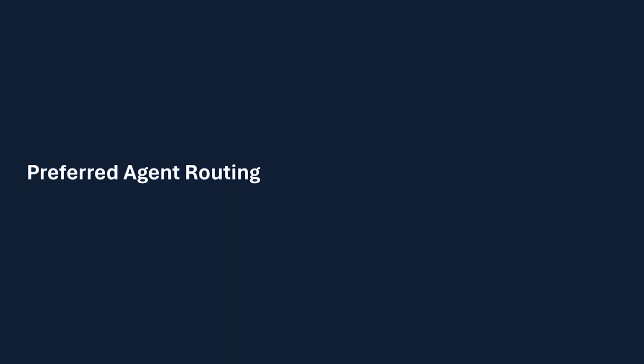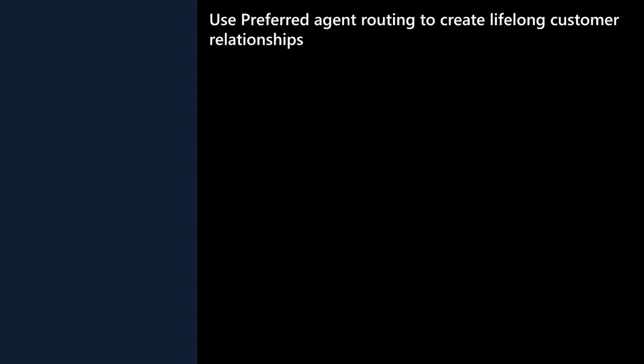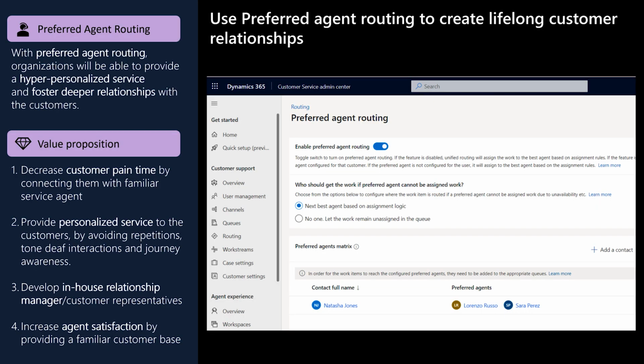Now, let's talk about an advanced assignment feature called Preferred Agent Routing. Customers want to connect to agents who understand their needs. They feel more comfortable talking to an agent who has served them in the past, knows about their issues, and can resolve them quickly. Agents want to serve their customers, meet service level agreements, SLAs, and receive high satisfaction ratings. The key to achieving all these goals is a good relationship between agents and customers.